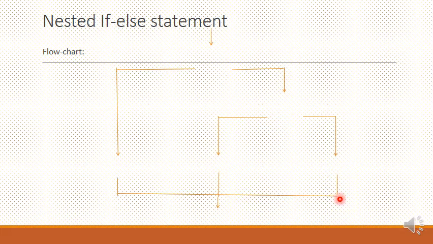In this PPT, you are going to learn the flowchart of the nested if else statement. So first, what happens? You are checking the first test condition. Whenever you see this type of symbol, it is going to check the condition. And whenever you are checking the condition, it has two possibilities. One is true and another one is false.